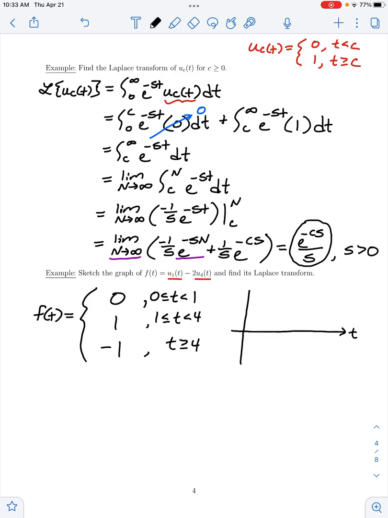So my graph of this function in the ty plane, well, it's defined as 0 from time 0 until time 1, where the value of our function then jumps to y equals 1. And then it's defined as a constant 1 until we hit time 4, at which point the value becomes negative 1. And is then defined as negative 1 for all time greater than or equal to 4.